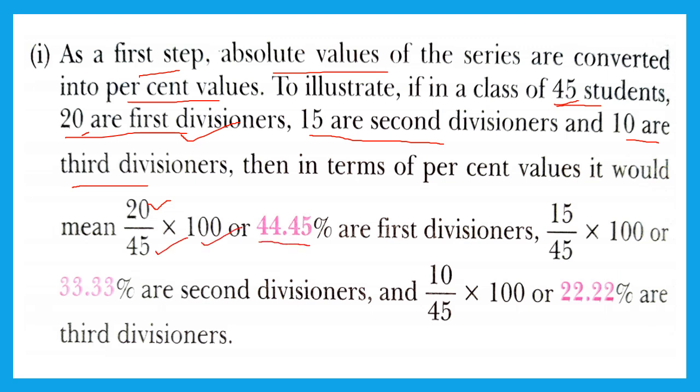20 by 45 into 100 will give you 44.45%. These are the first divisioners. For second divisioners, you will divide 15 by the total number of students 45 into 100. So the percent value would be 33.33%. These are second divisioners. And for third divisioners, you will divide 10 by the total number of students 45 into 100. So the percent value would be 22.22%. Okay, so the first step is you have to convert absolute values of a series into percent values.